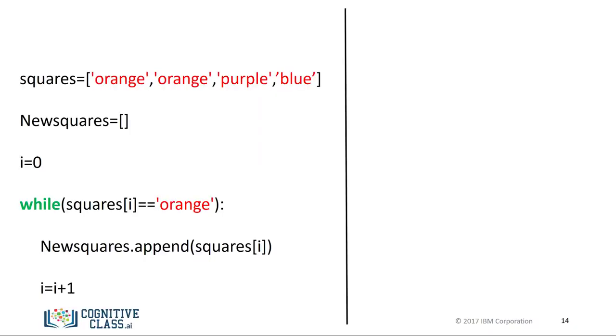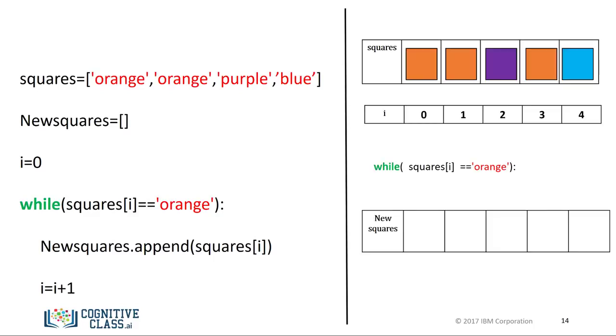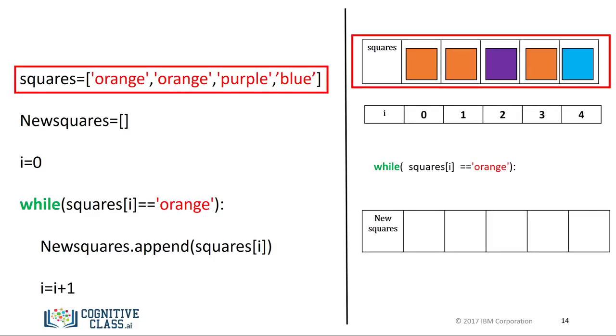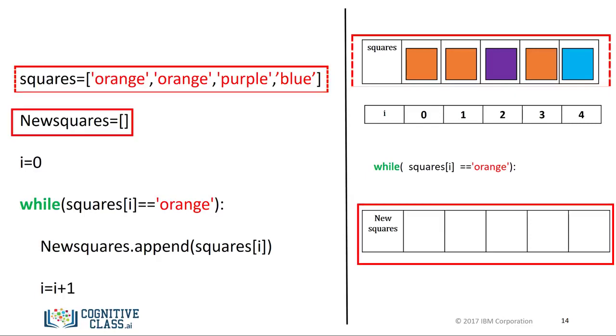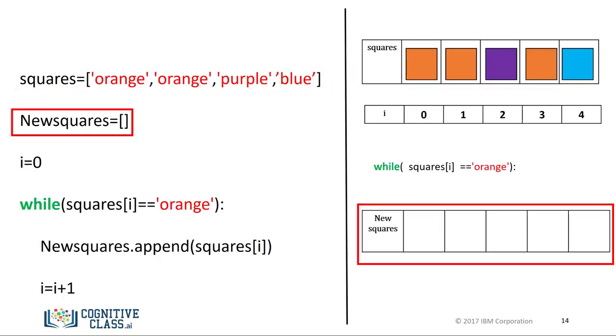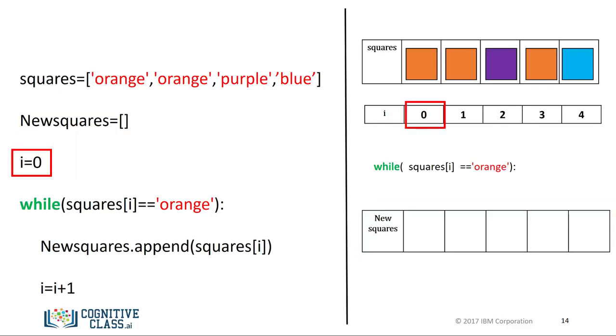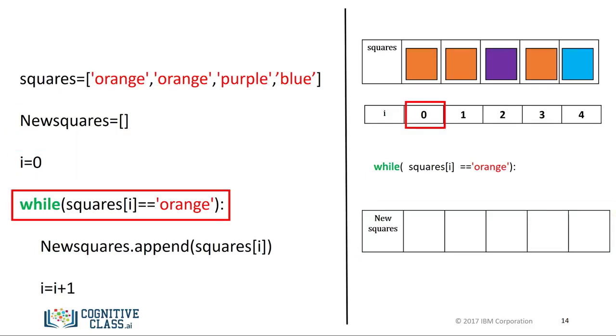Let's use the figure on the left to represent the code. We will use a list with the names of the colors to represent the different squares. We create an empty list, new squares. In reality, the list is of indeterminate size. We start the index at 0. The while statement will repeatedly execute the statements within the indent until the condition inside the bracket is false.